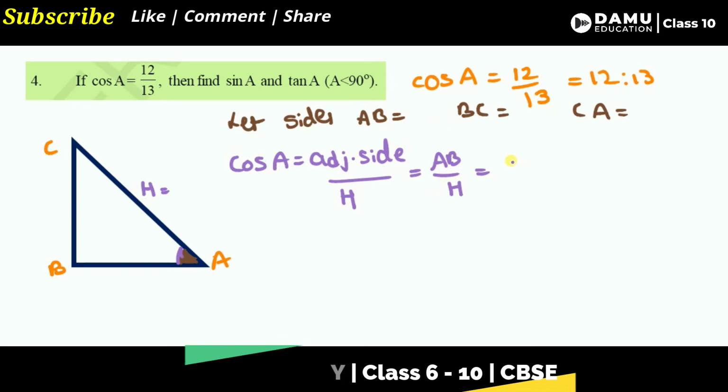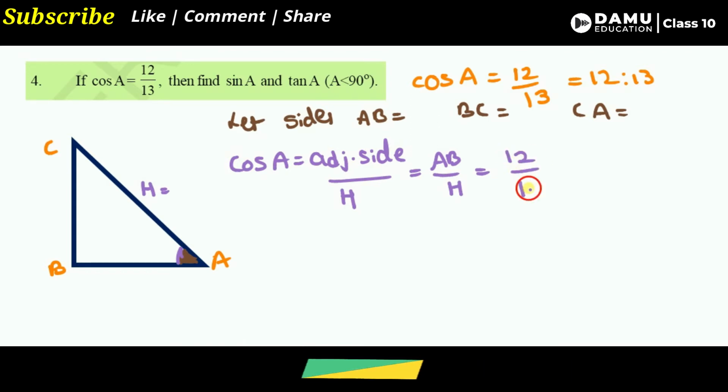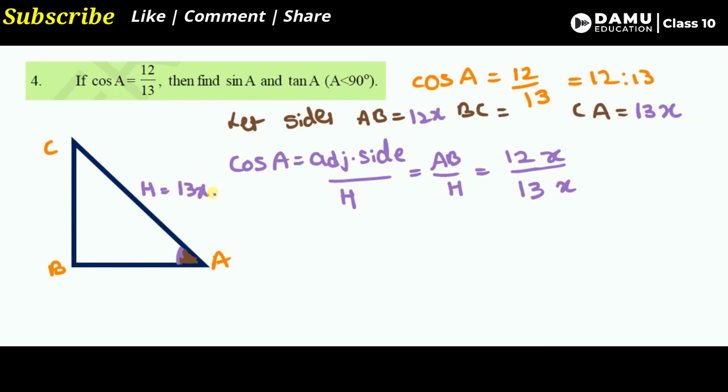So you can write it as 12 by 13, but these are not the sides. We don't know, these are not the actual lengths of the sides. So this will be multiplied with the x factor. Then AB will be equal to 12x and hypotenuse CA will be equal to 13x. So the adjacent side will be equal to 12x. If you take 12 and 13, it may be a factor like 24 by 26 also. At that time it will change, so for that we are multiplying with x. Let's find out what BC is.